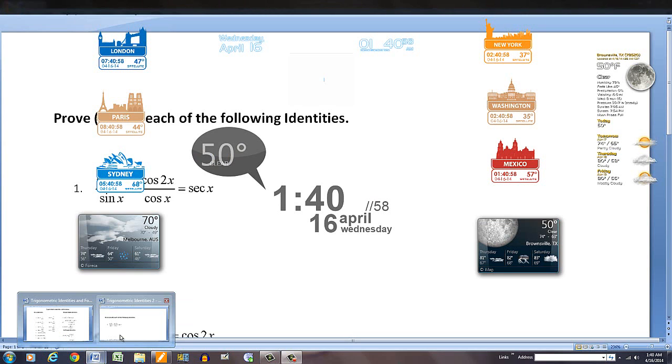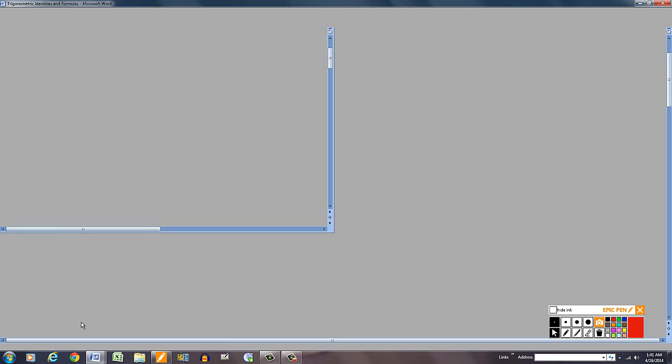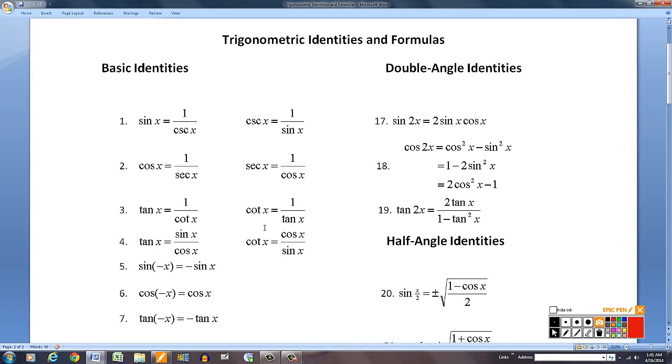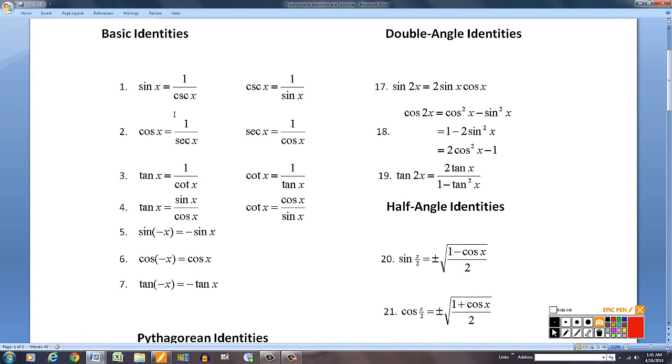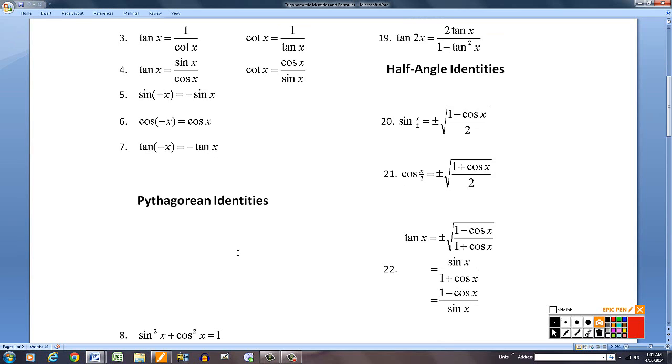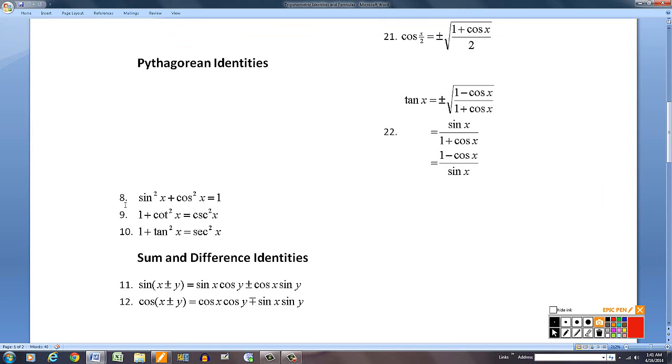I'm going to start by looking at some trigonometric identities or formulas. In the last video on trigonometric identities, I basically used some of the basic or fundamental identities. For example, here the reciprocal formulas that I have here, the Pythagorean identities over here, 8, 9, and 10.